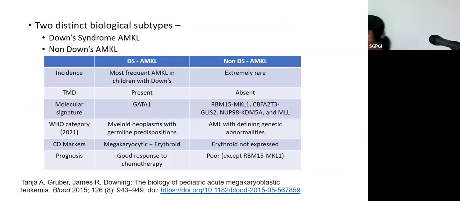So, as I told you, acute megakaryocytic leukemia can be seen either in children with Down syndrome or in a non-Down phenotype. The Down one is what we have commonly seen, where it is associated with TMD, that is transient myelopoietic disease, and it shows you a GATA1 mutation, right? Now, these ones have a good prognosis. There is a good response to chemotherapy. But there is another entity, the non-Down AMKL, okay? This one is extremely rare. There are other chimeric oncogenes which are associated with this one, and the prognosis is poor.